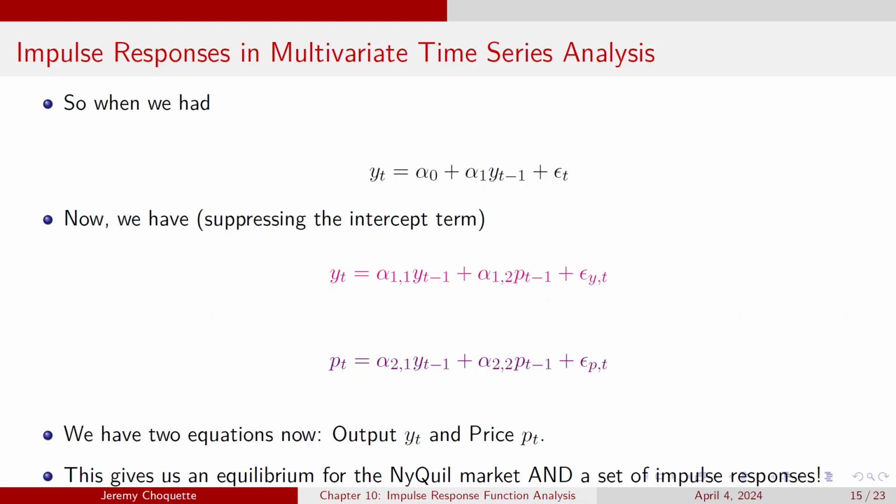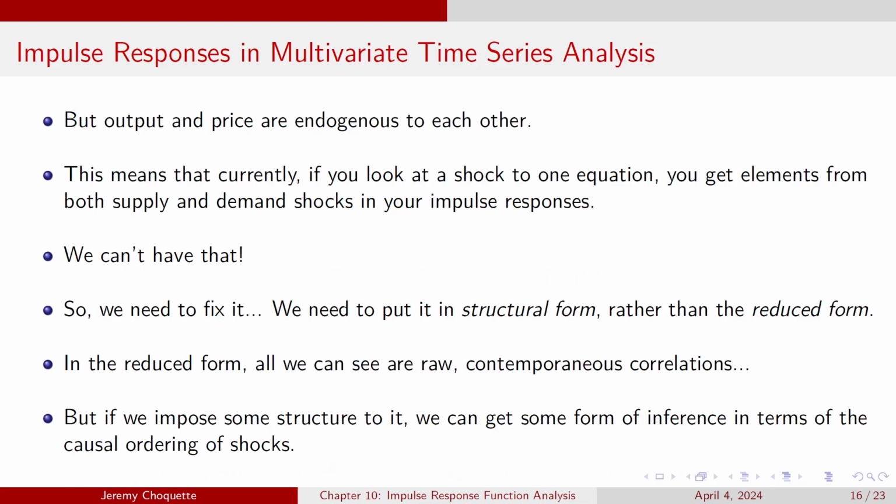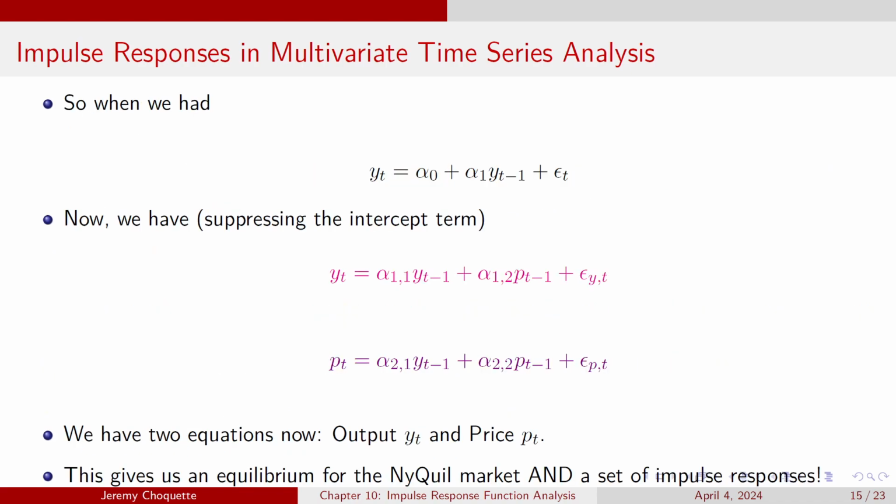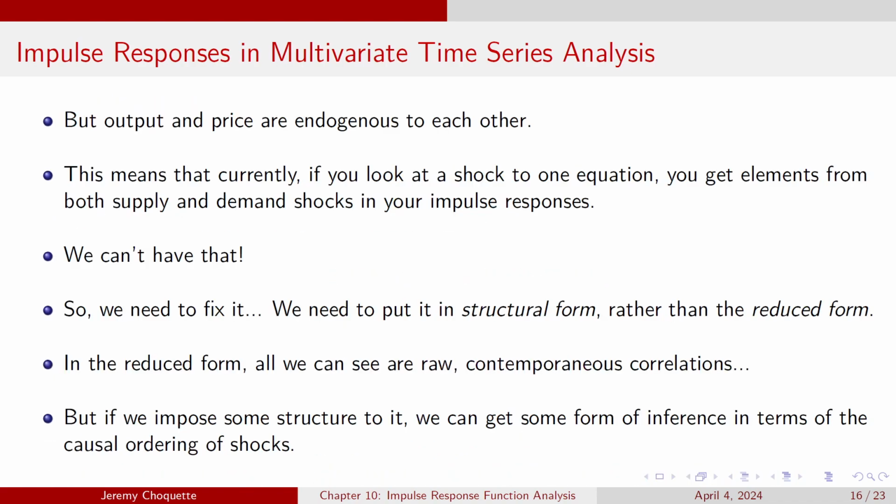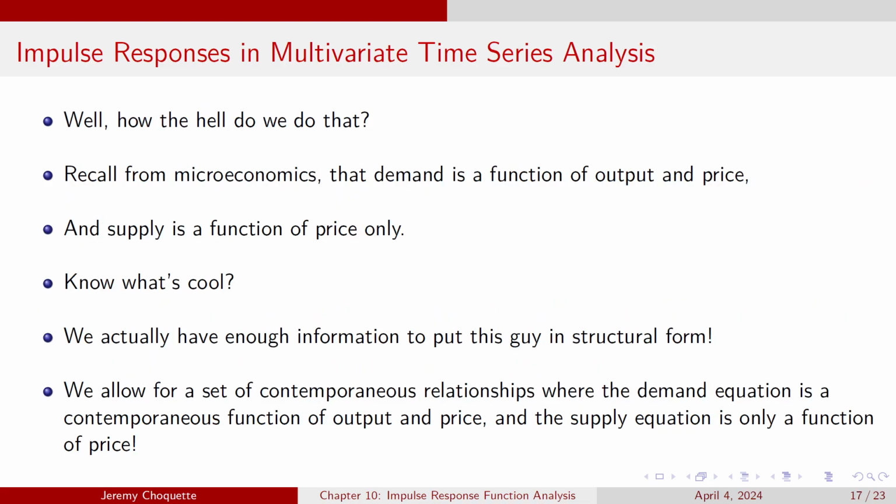Because currently, this is what's known as a reduced form, and I want a structural form. These are just raw contemporaneous correlations. If I can impose some structure to it, though, I can maybe get a little bit of inference in terms of, say, the causal ordering of shocks. So how do we do that? Well, if you remember from microeconomics, because remember, macroeconomics is just micro with a twist, basically. It's micro with a T subscript instead of an I subscript. Demand is a function of output and price, and supply is a function of only price.